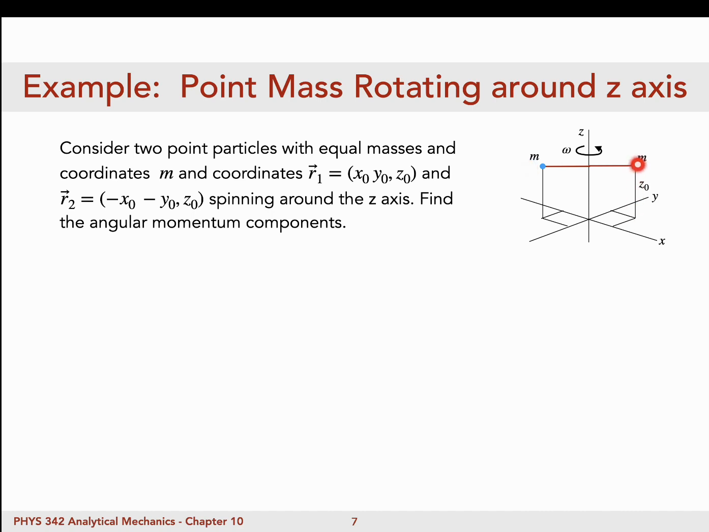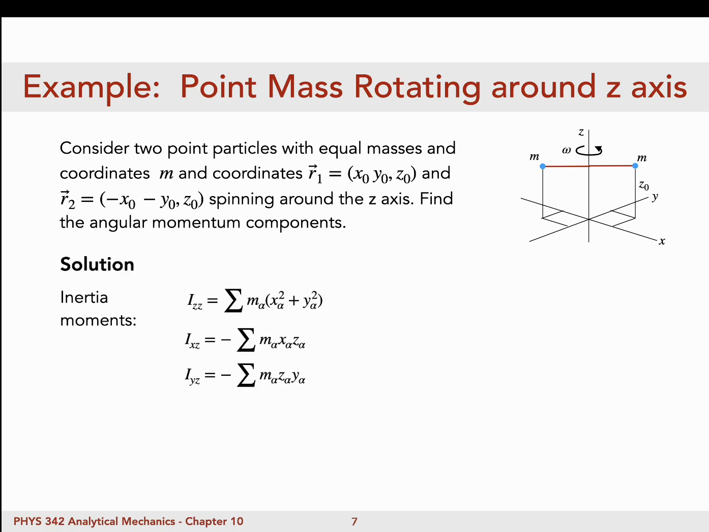They're at a height z above the xy plane, and they're spinning around the z-axis. So if the coordinates of one of the masses is x naught, y naught, z naught, the coordinates of the other are negative x naught, negative y naught, and then z naught. So we want to find the angular momentum of this system. So we start with calculating the moments of inertia. So I_zz, I_xz, and I_yz, these are the expressions.